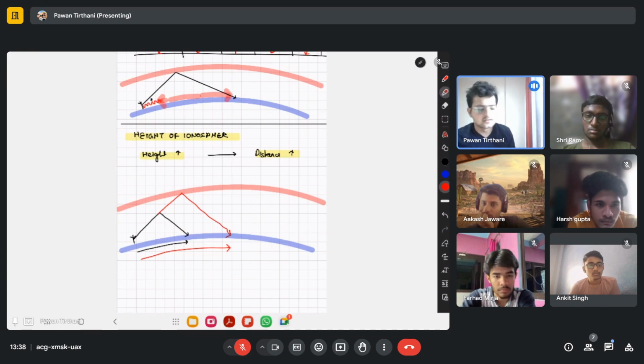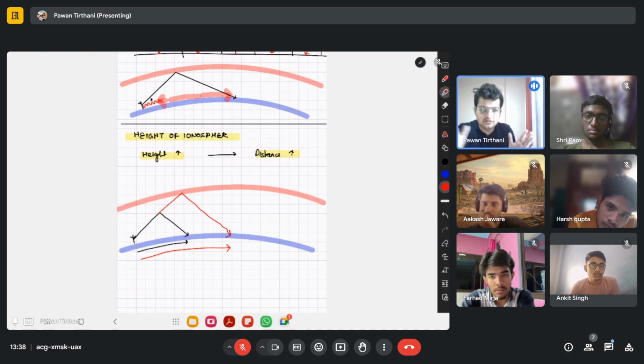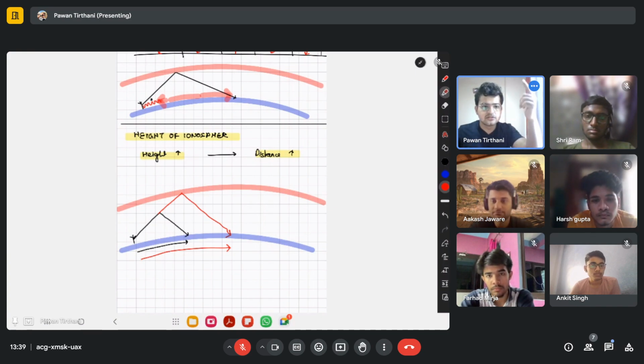So there is a very simple rule: sun up, frequency up; sun down, frequency down. Sun down, ionization down, so frequency has to be made down so as to maintain the range. If the sun goes up, ionization increases. So all the frequencies will get reflected. So I can increase my frequency.